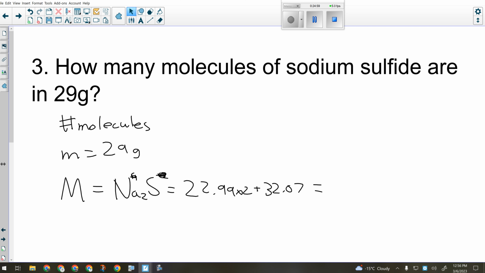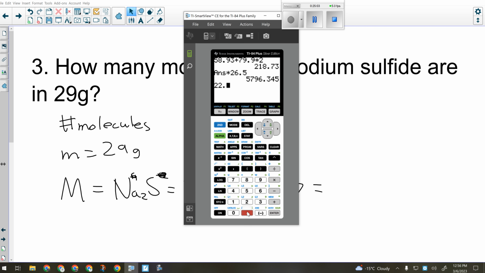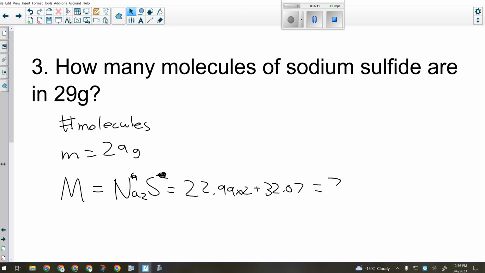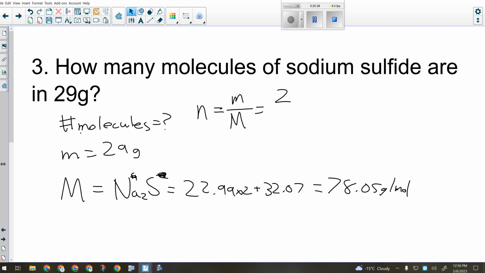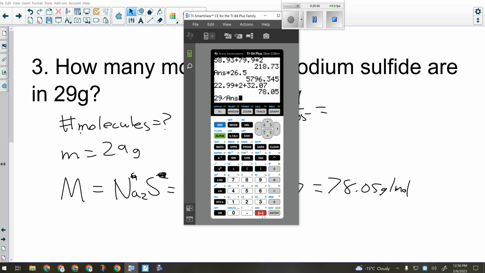Okay. So we got 78.05 grams per mole. Okay, so I've got little m and I've got big M. What can I calculate if I have those two things? n. All right, so that's my next step, to calculate n. Because if I have n, I can use n and Avogadro's number to get the number of molecules, which in the end is what I'm looking for. Okay, so n equals little m over big M, so that'll be 29 grams divided by 78.05, so I have less than a mole. Okay, so I've got 0.37 moles.